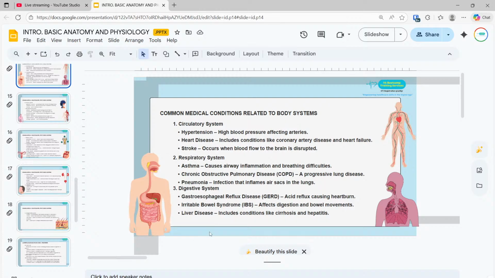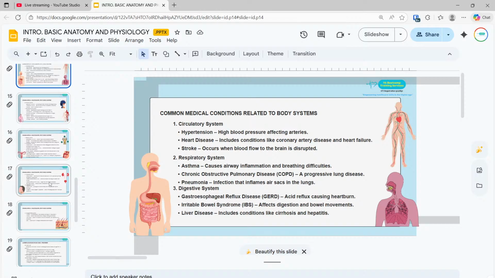Respiratory system, we have asthma. It causes airway inflammation and breathing difficulties. Chronic obstructive pulmonary disease, or COPD. This is a progressive lung disease. Pneumonia. This is an infection that inflames air sacs in the lungs. Digestive system. This is gastroesophageal reflux disease, or GERD. This is acid reflux causing heartburn. And then irritable bowel syndrome, or IBS, it affects digestion and bowel movements. And we also have liver disease. It includes conditions like cirrhosis and hepatitis.